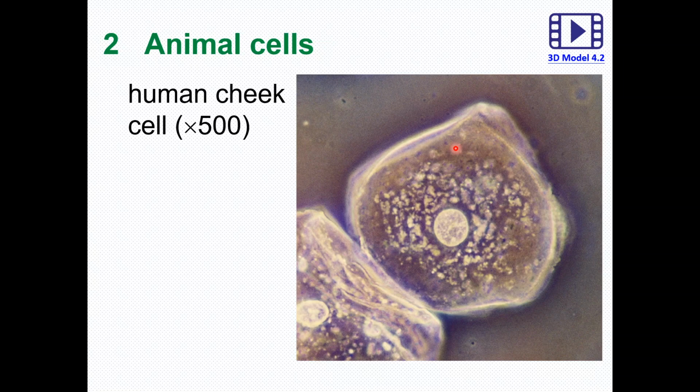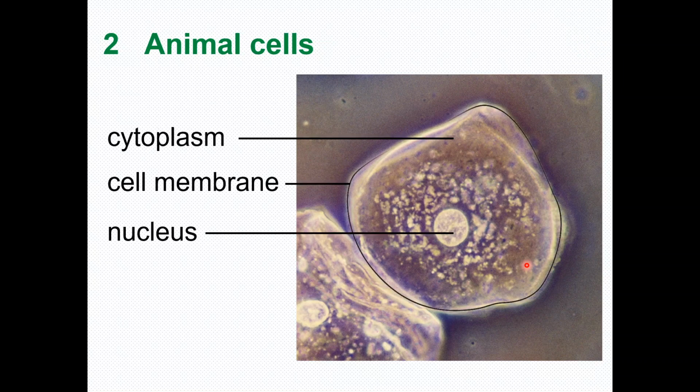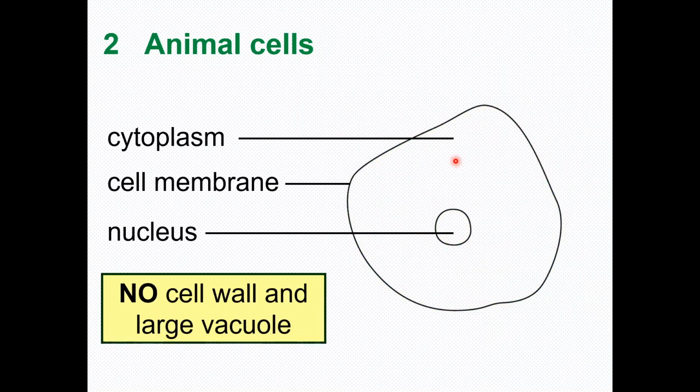And let me talk about animal cells. This is a human cheek cell, like your cheek cell. If we draw a cheek cell, you can see a cytoplasm here as well. So animal cells and plant cells both have cytoplasm. You can find the cell membrane in animal cells. So both animal cells and plant cells have cell membrane and nucleus. But animal cells do not have a cell wall and a large vacuole.